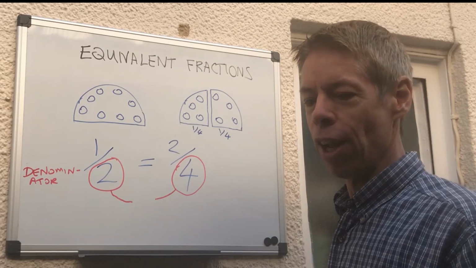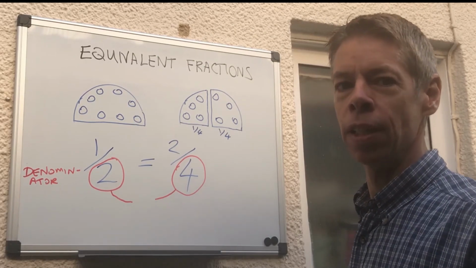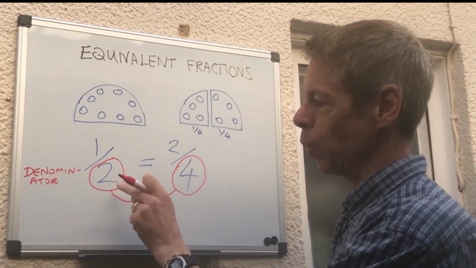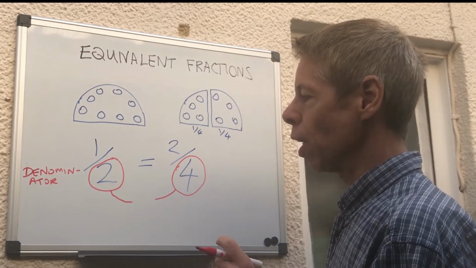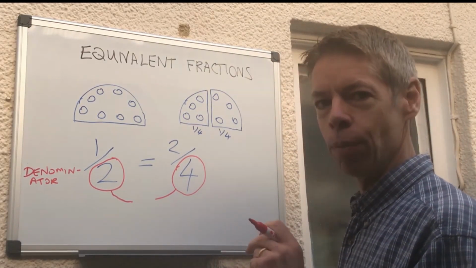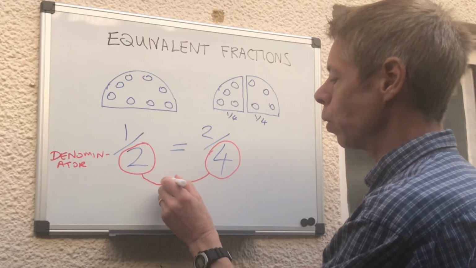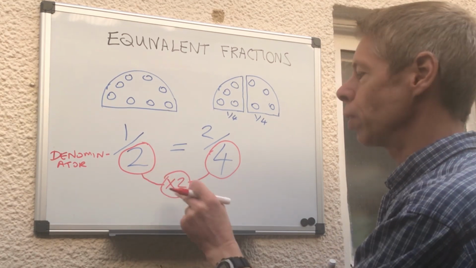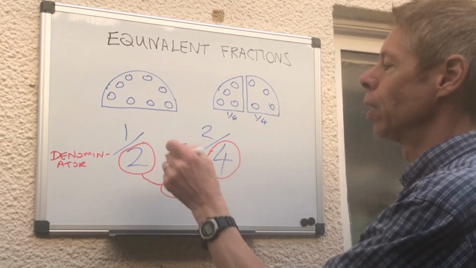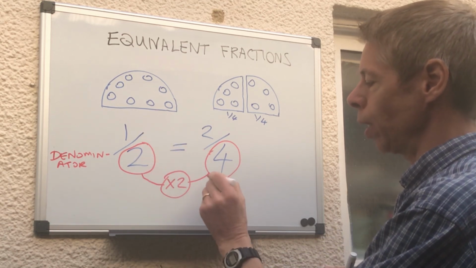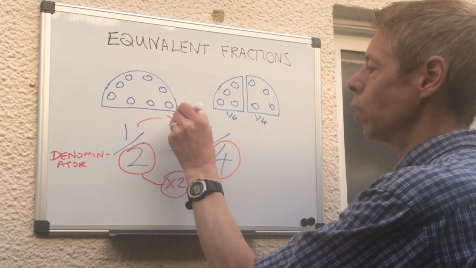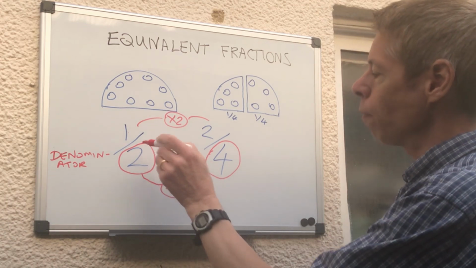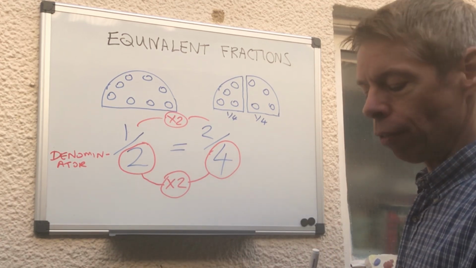Now, when dealing with fractions, you may have heard an expression: whatever you do to the top, do the same to the bottom, or whatever you do to the bottom, do the same to the top. So when we say that, what we mean is either multiply or divide. Well, we multiplied by 2. So to get from the denominator of 2 to the denominator of 4, we multiplied by 2. So in that case, if we multiply the bottom number by 2, we have to multiply the top number by 2. So 1 times 2 is 2. So a half and 2/4 are equivalent fractions.